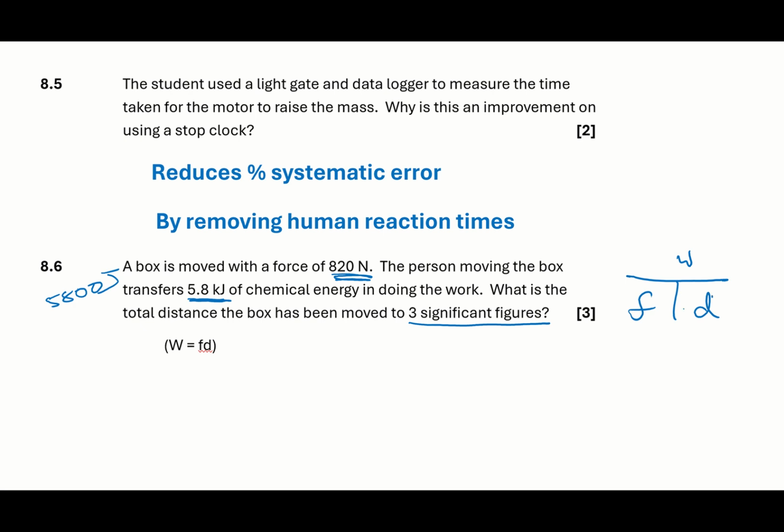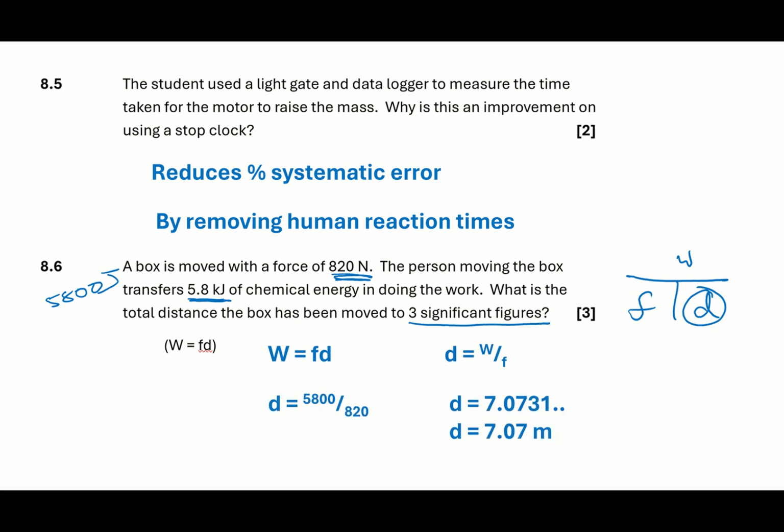We want to work out the distance, d. So d equals W over F, and then we're just going to plug the numbers in. So d equals W over F equals 5,800 divided by the 820 equals 7.0731. And then we want it to 3 significant figures. So that's here, using the 3 to round down, 7.07 meters.